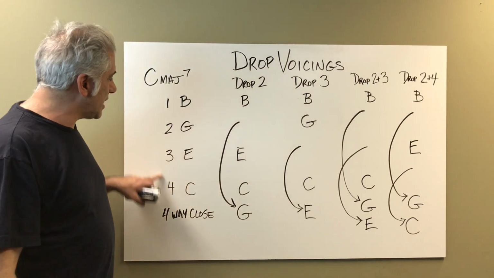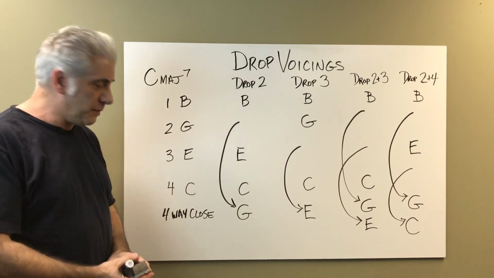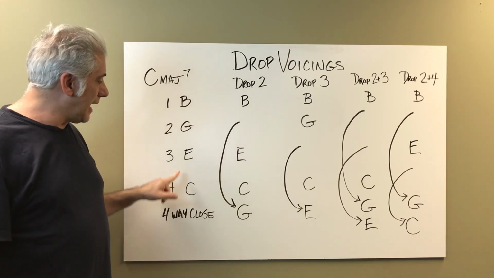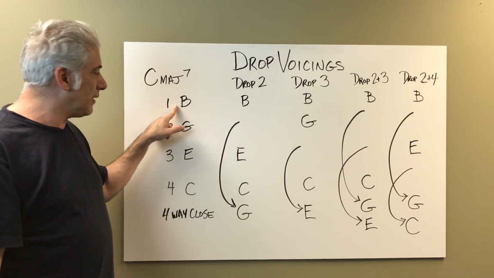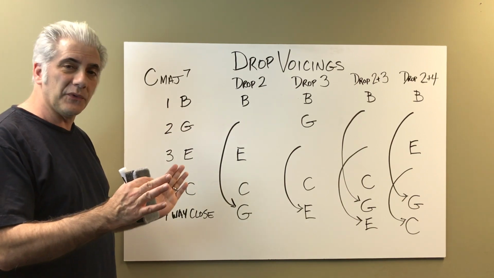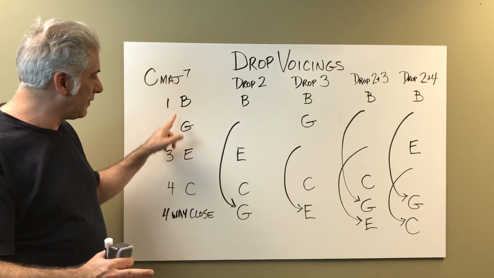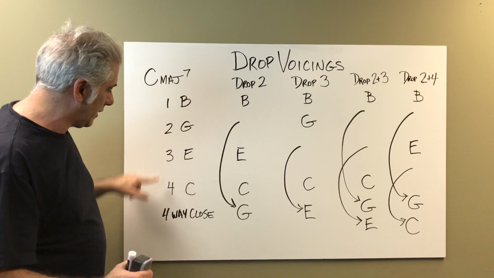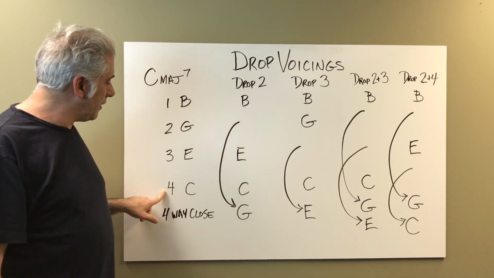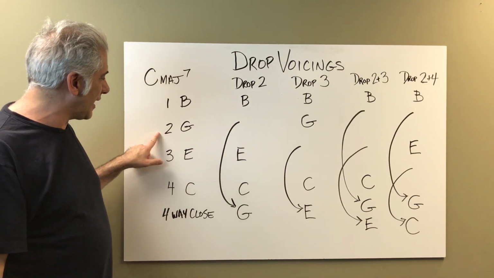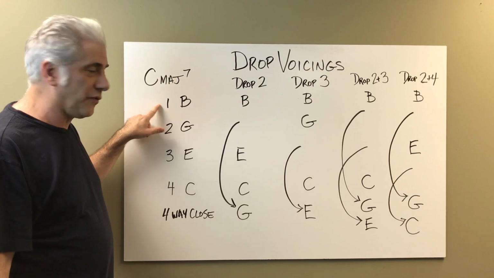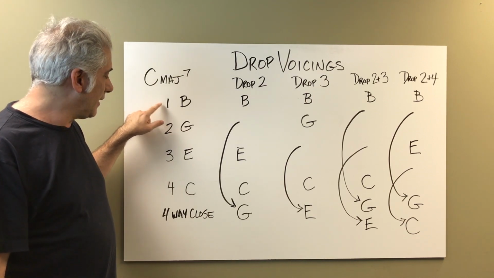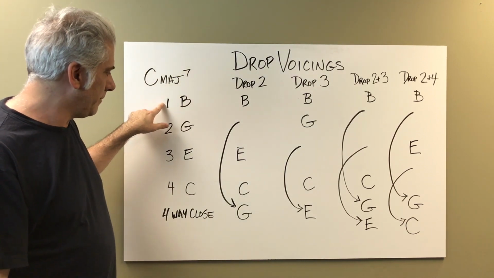Now I have a C major 7 chord in four-way close, which means that this is from low note to high, and they are just consecutive intervals in the closest possible position: root, third, fifth, and seventh. Don't be confused by the numbers here. But we'll call this the fourth voice, the third voice, the second voice, and the first voice, the top voice. That's in the soprano, or in the melody.